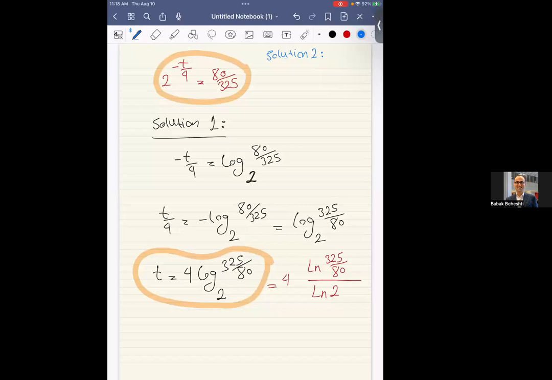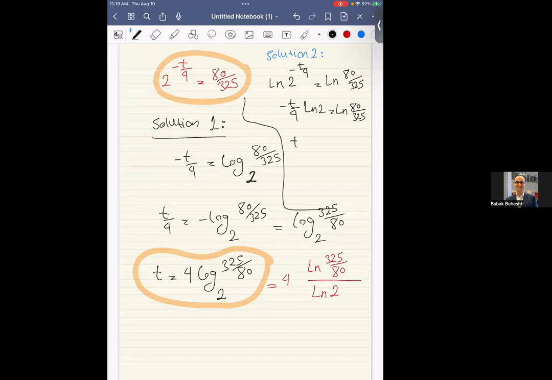So you can take the ln from the very beginning. So you get ln of 2 to the power minus t over 4 equal to ln of AD over 325. So that means minus t over 4 times ln 2 equal to ln of AD over 325.